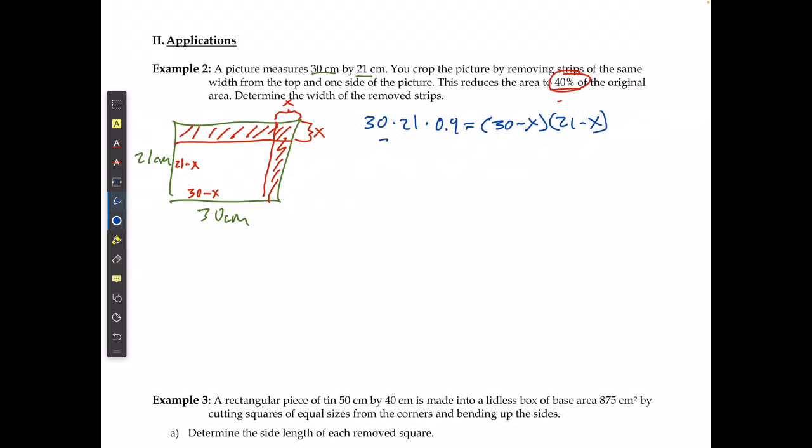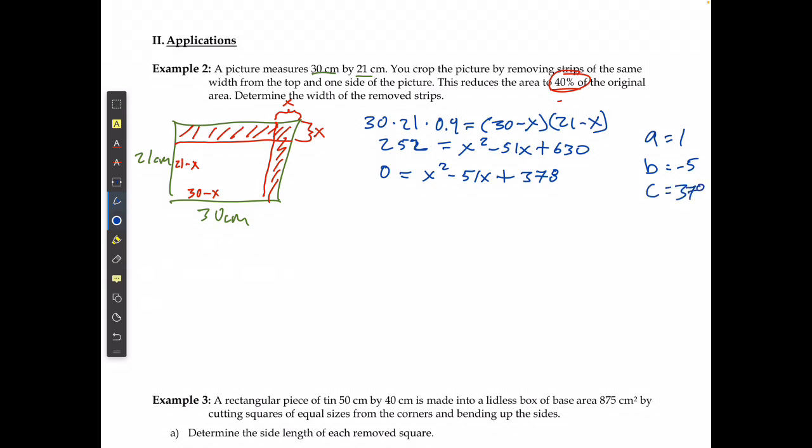This means that 252 is going to equal x squared minus 51x plus 630. Or 0 is equal to x squared minus 51x plus 378. A is equal to 1, B is equal to -51, and C is equal to 378.